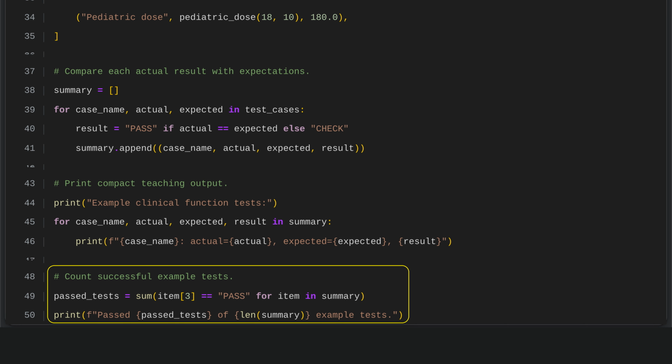The code counts how many test cases passed by checking each result in the summary and totaling those marked as passing. It then prints the number of successful tests alongside the total, giving a quick overview of the test results.